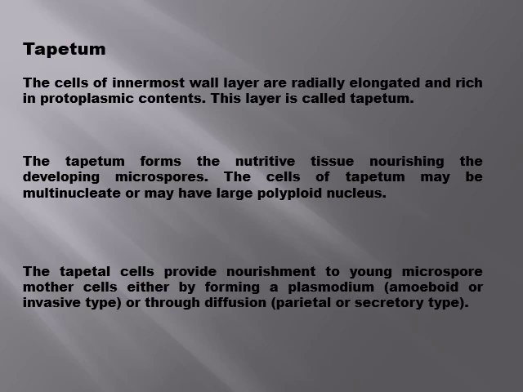The cells of tapetum may be multinucleate or may have a large polyploid nucleus. The tapetal cells provide nourishment to the young microspore mother cells either by forming a plasmodium, or through diffusion, or the parietal or the secretory type. So the tapetum cells provide nourishment through the formation of plasmodium or through the diffusion process.